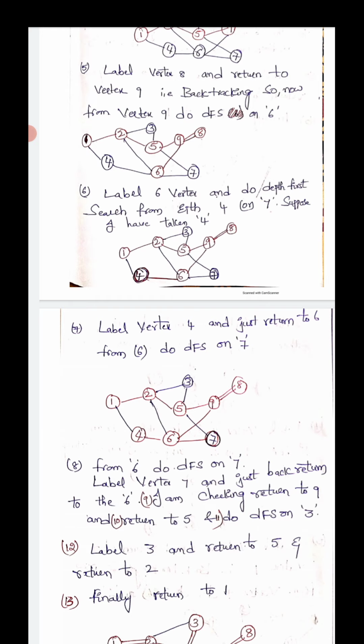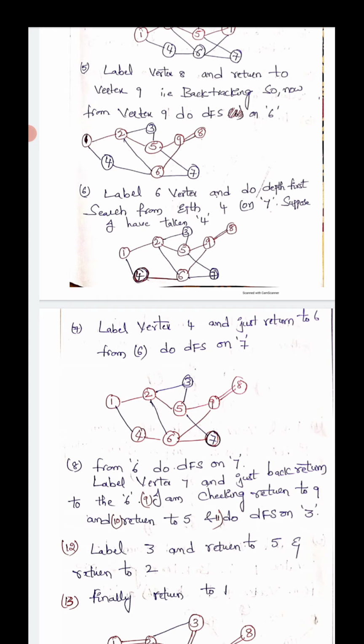Now label vertex 7 and go back. 7 has connections 5 and 6; 5 is already visited and 6 is already visited. So just return to 6. Next I am checking the return to 9. Just backtrack: 7 goes to 5 and 6. Now I am checking the return to 9, backtracking to 6.